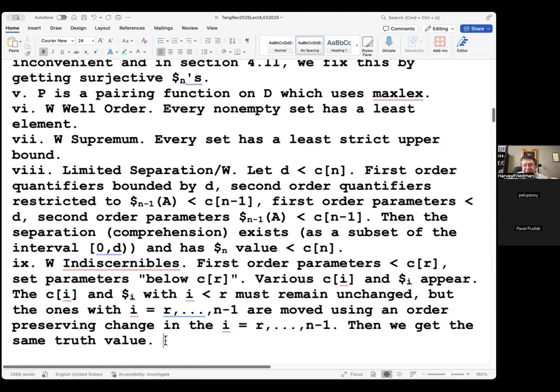If I kept everything first order in this reversal, it would be much too complicated. You would have strange things going on that are impossible to decipher. So it's natural to go to a second order system, second order structure with this second order indiscernibility and this kind of limited second order separation.